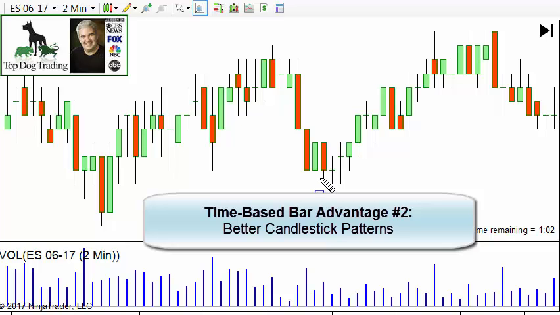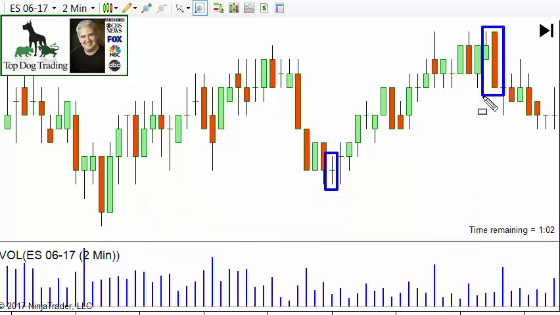So on time-based bars, you're going to get narrow range bars, and then you're going to get real wide range bars. So again, the disadvantage of that is, well, you're risking more on the trade, on the swing highs and swing lows. But if you rely on those candlestick patterns, you're going to get better candlestick patterns on time-based bars.